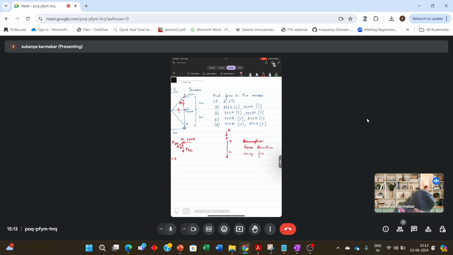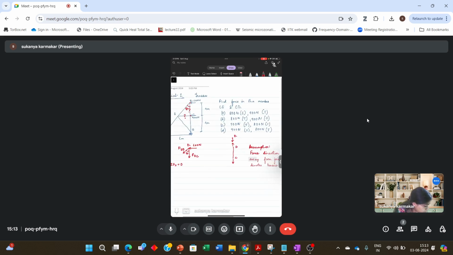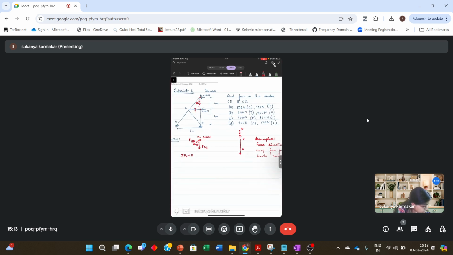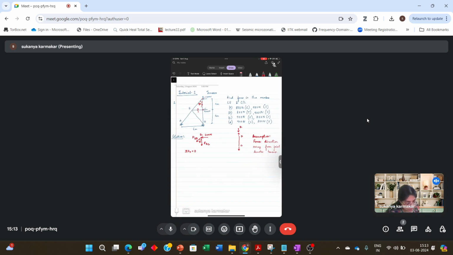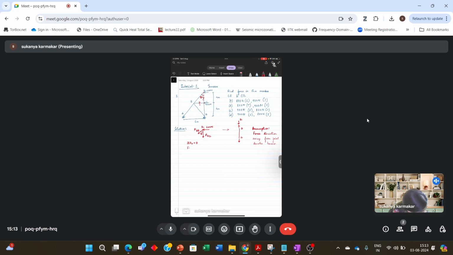Force direction away from joint denotes tension. So now let's write down the equilibrium equation. And let's assume force in this direction to be positive.